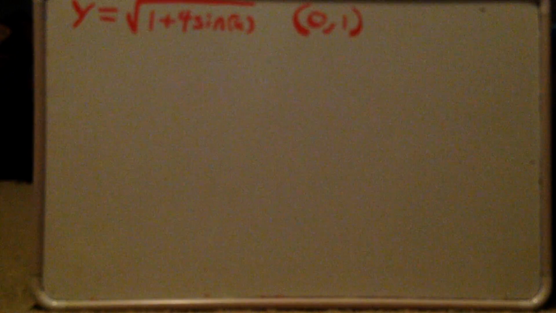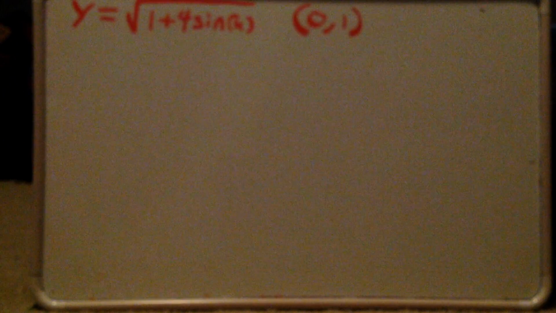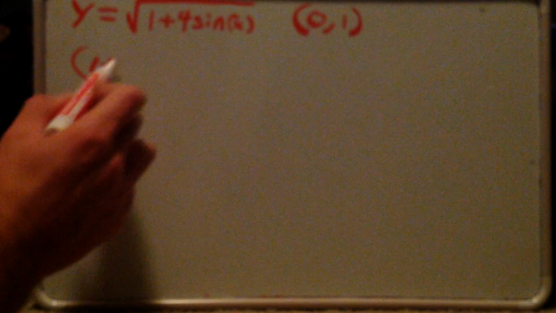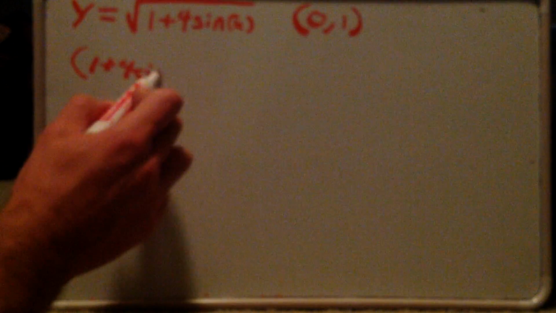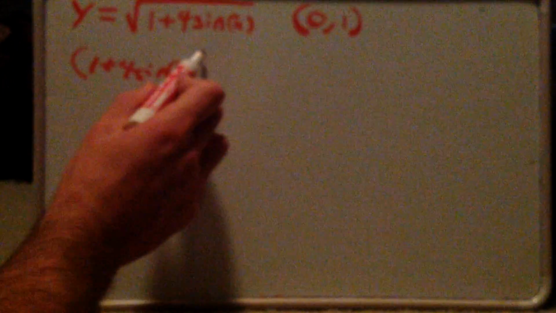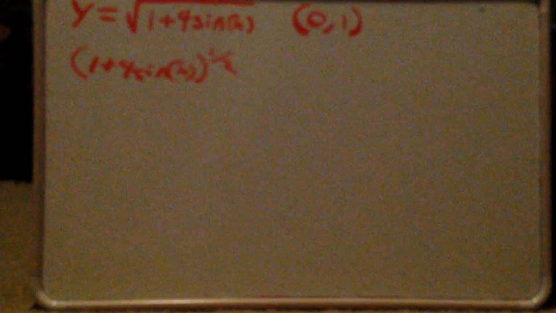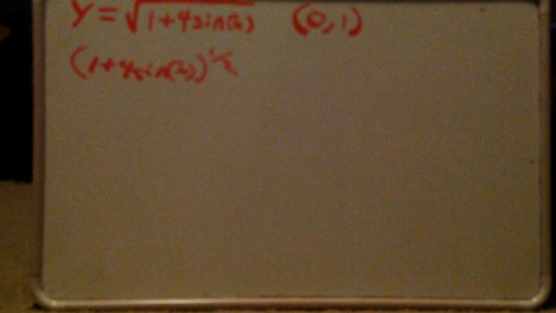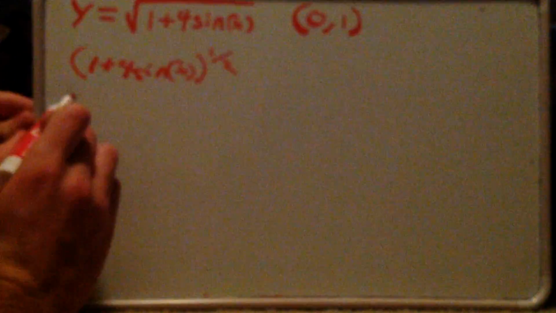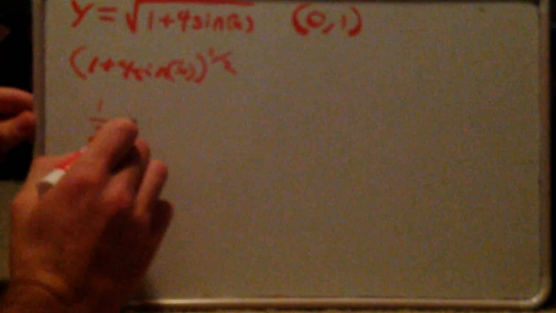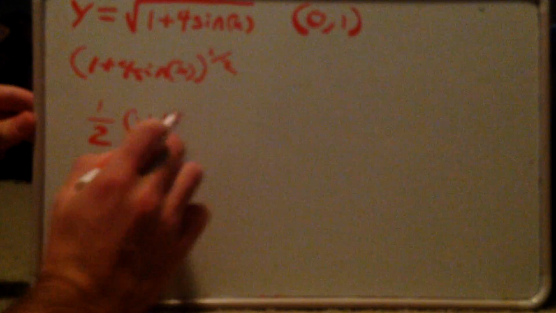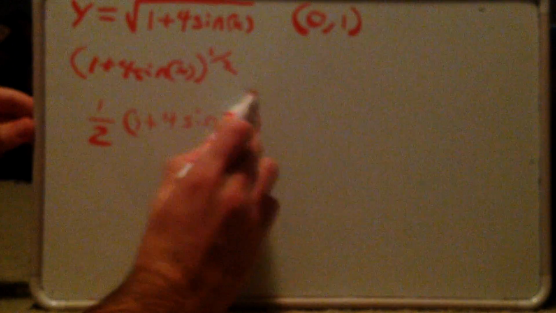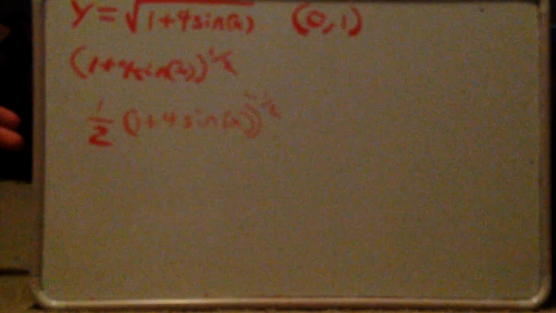So to do that, we first need to simplify our equation so that 1 plus 4 sine of x is to the power of 1/2 instead of the square root, just so it's a little bit easier to visualize. Now we take the derivative of the equation and we get 1/2 times 1 plus 4 sine of x to the negative 1/2, because you subtract 1 from the exponent.